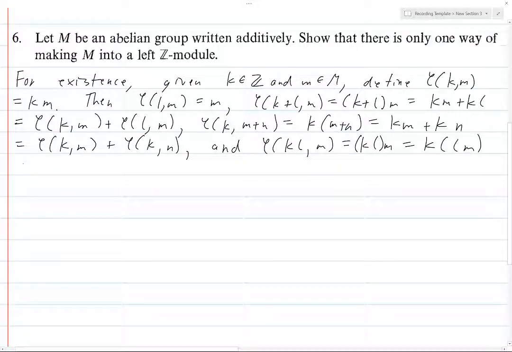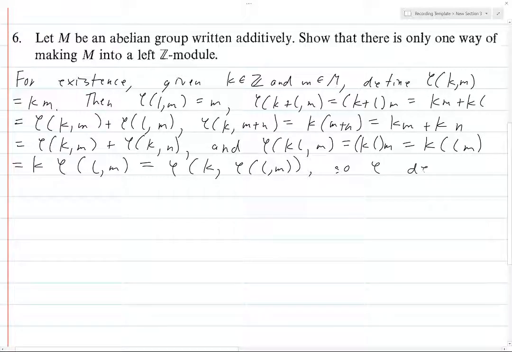klm, just because of how addition of an element by itself works in a group. And of course we're going back to the phi notation now. K of lm, phi of klm, k phi of lm, and then this is phi of k with phi of lm. Okay.